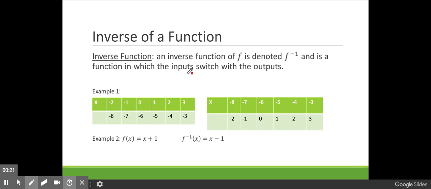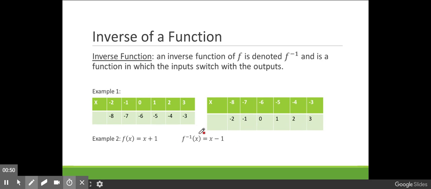It is a function in which the inputs, or x values, switch with the outputs. So we're taking x and literally switching it with y. If you look at this example, if this is my x row and this is my y row, for an inverse of that, this becomes my x values that were before my y, and these become my y values that were before my x. So we're literally taking the x's, making them y's, and vice versa.